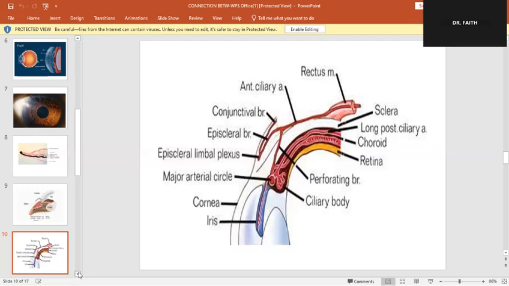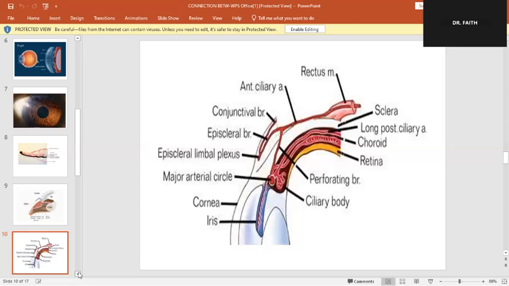In the ciliary body, they will join together in a circular manner, what we call anastomosis. Then they'll form what is called the major arterial circle. Then they will get deep into the iris, and join in a circular manner. Then they form what we call the minor arterial circle of the eye.